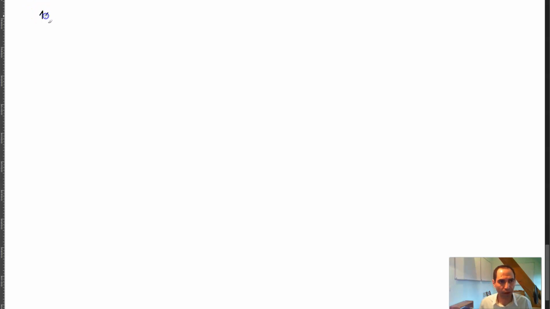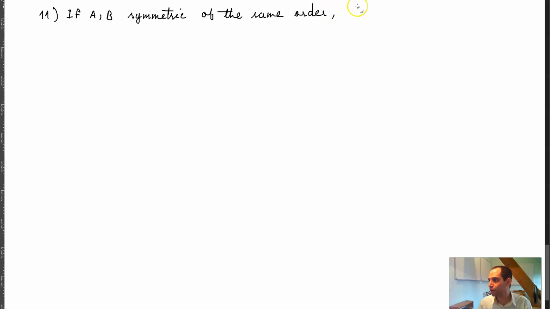Question number 11: you want to choose the correct answer in exercises 11 and 12. So we have, if A and B are symmetric matrices of the same order, then AB minus BA is basically skew symmetric.